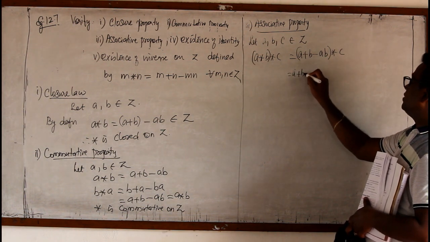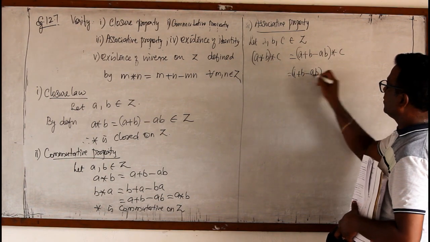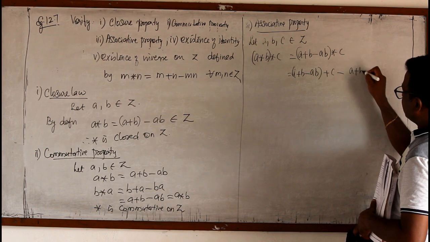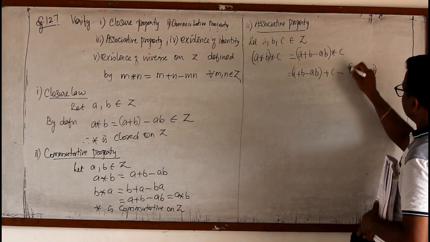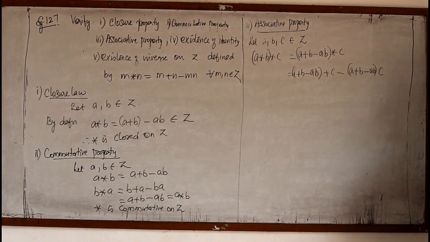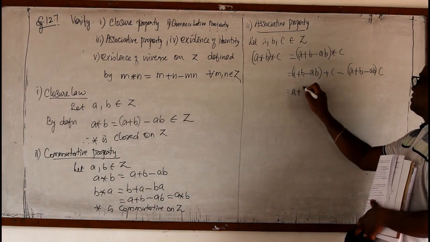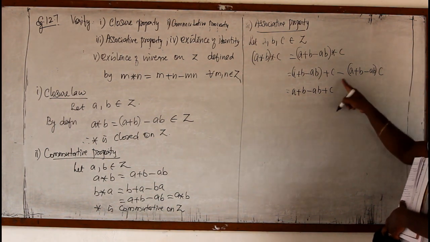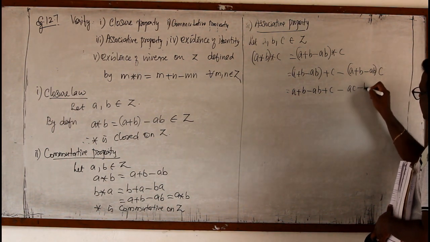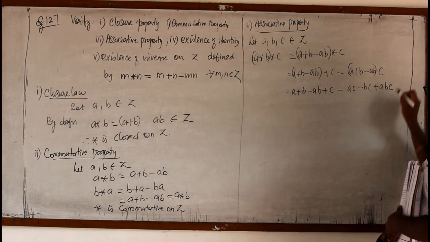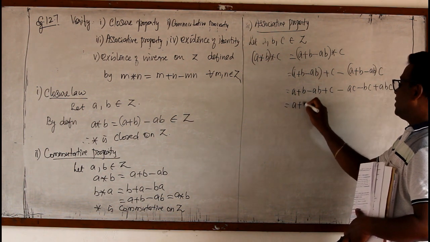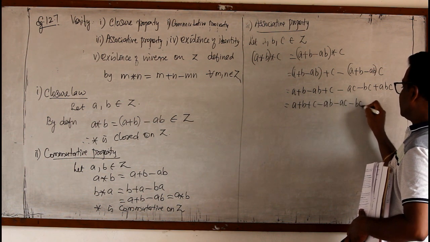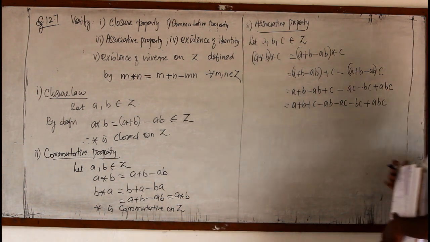That is, a plus b minus ab plus c, minus, I must multiply these two elements, that is, (a plus b minus ab) into c. Now remove this bracket: it is a plus b minus ab plus c, while multiplying with minus c: minus ac, minus bc plus abc. If I rearrange, a plus b plus c minus ab minus ac minus bc plus abc.